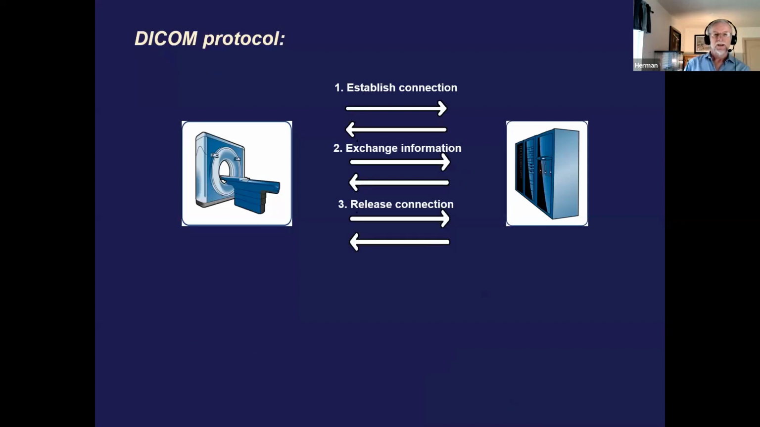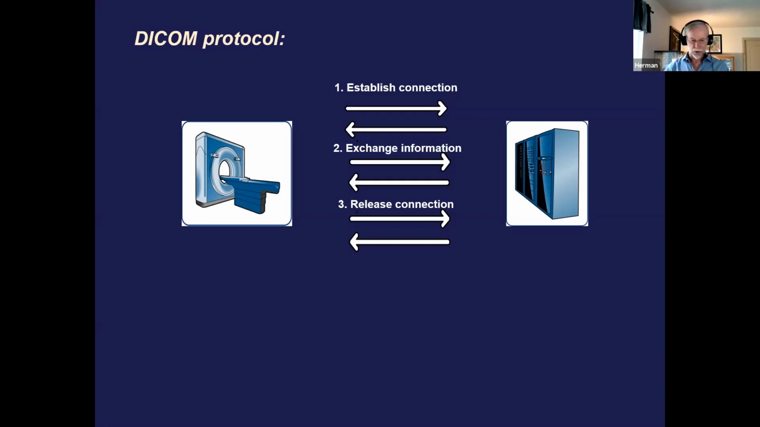First of all, a little bit of a refresher on how DICOM works. The DICOM protocol, the way we communicate information, has 3 distinct steps. Number 1, we establish the communication. Number 2, we exchange it. So first we request what we're going to do, then we do it, and then we release.